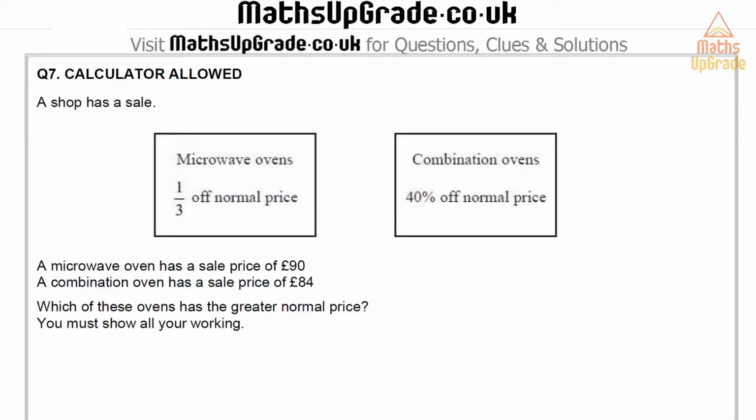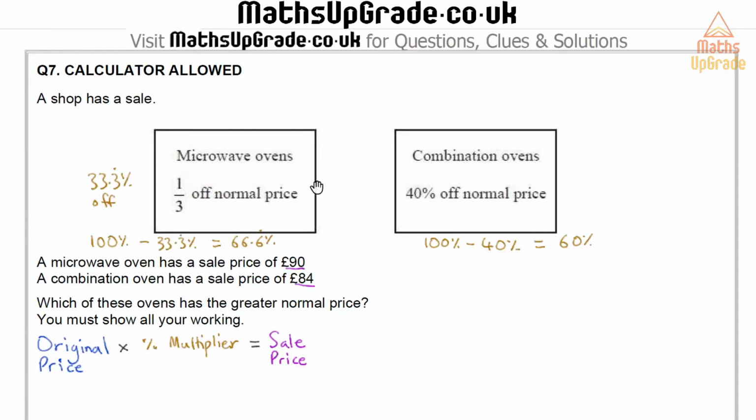Question 7. A shop has got a sale on. A microwave oven has a sale price of £90. A combination oven has a sale price of £84. And I'm told here in these boxes what the offers are. So for microwave ovens, it's a third off the normal price, and combination ovens is 40% off the normal price. I need to work out which of these ovens has the greatest normal price. So in essence, I'm doing a reverse percentages question here and a reverse percentages question here. So let's set it up.